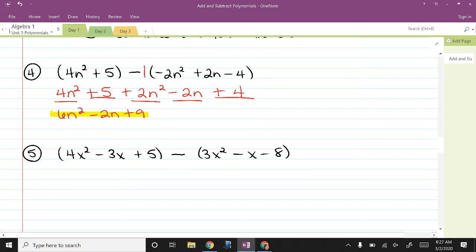Copy down number 5, please. Is this an adding or subtracting problem? Subtracting, how do you know? It's a minus between the two parentheses. Very good.